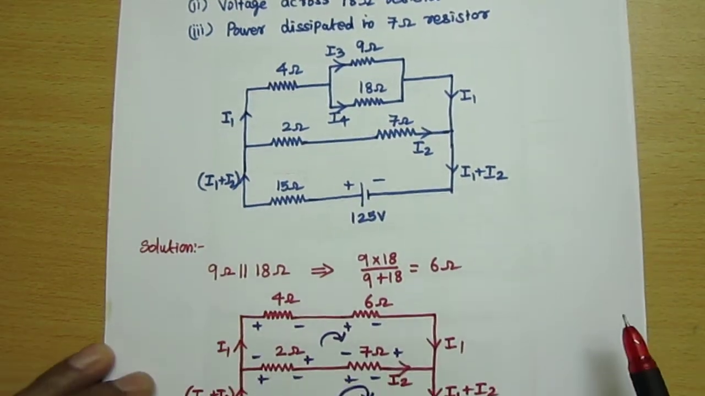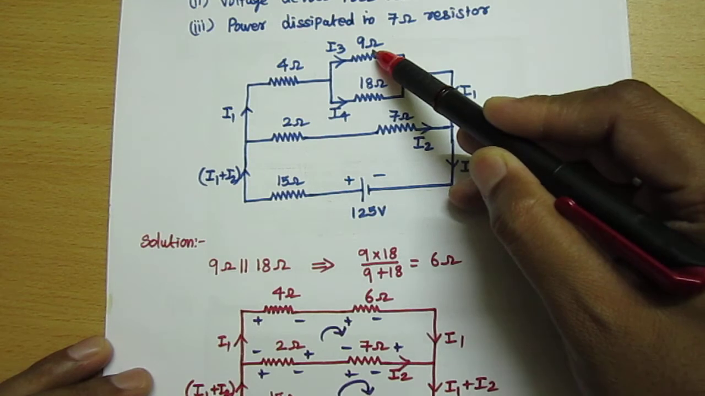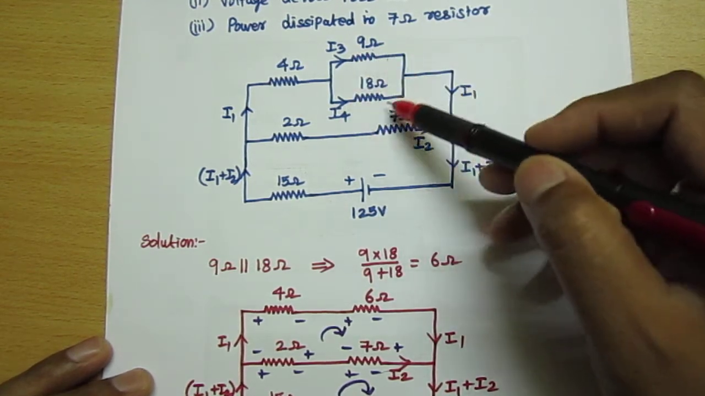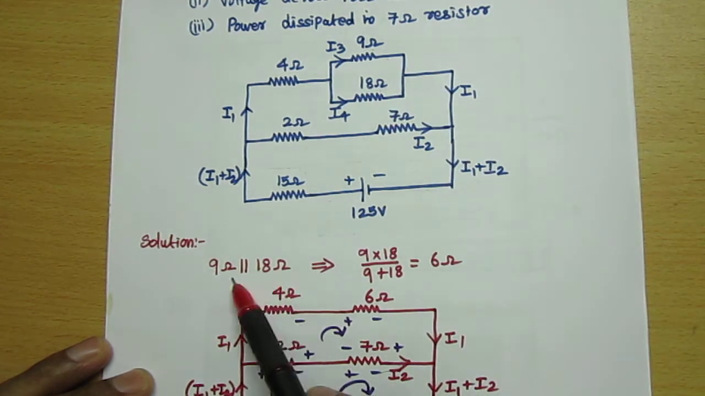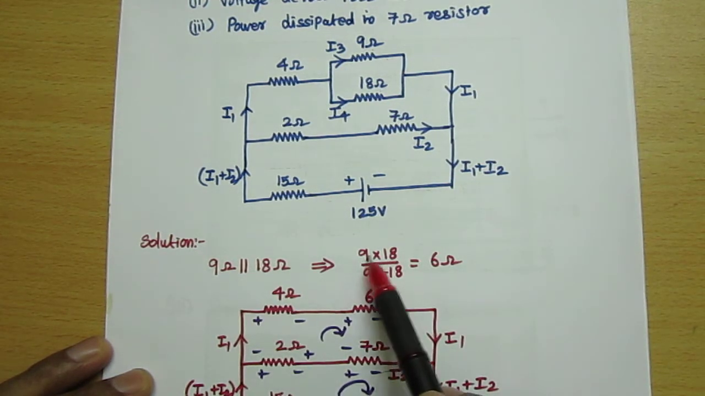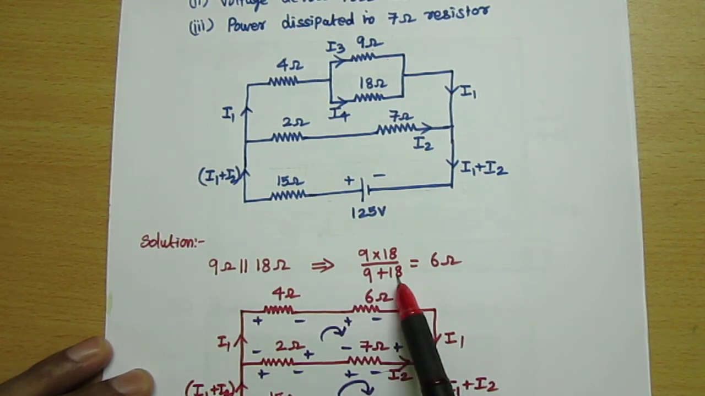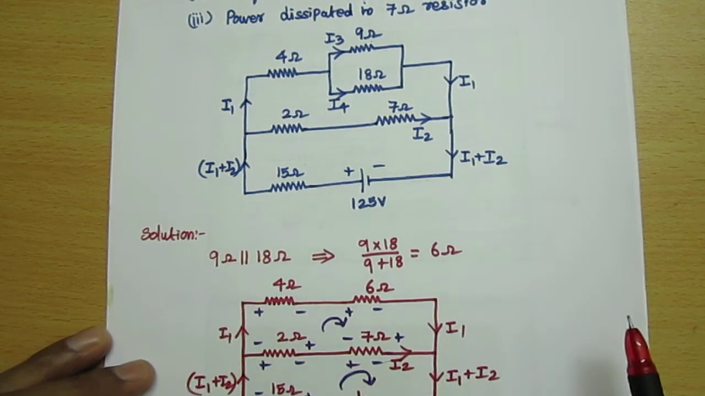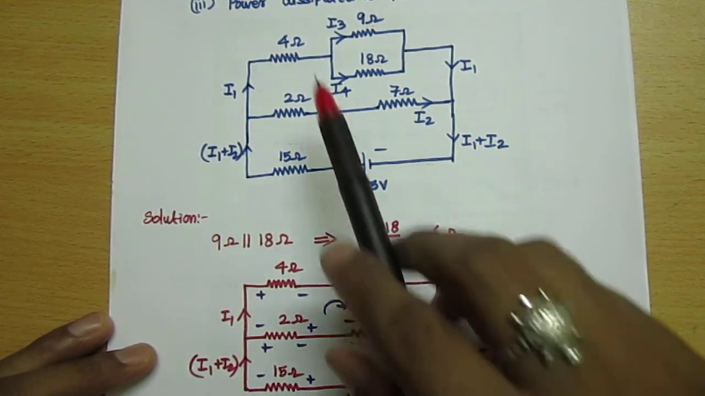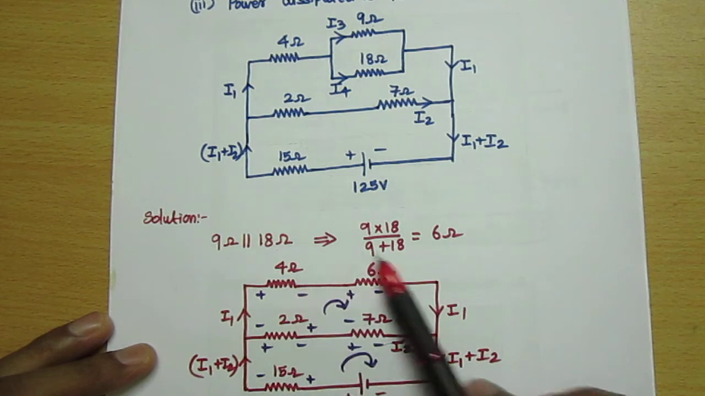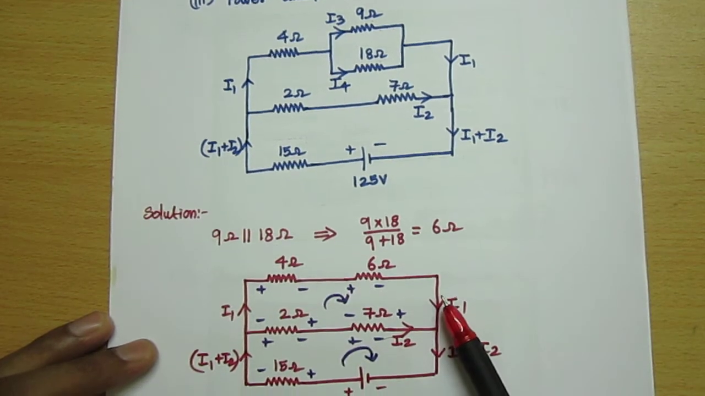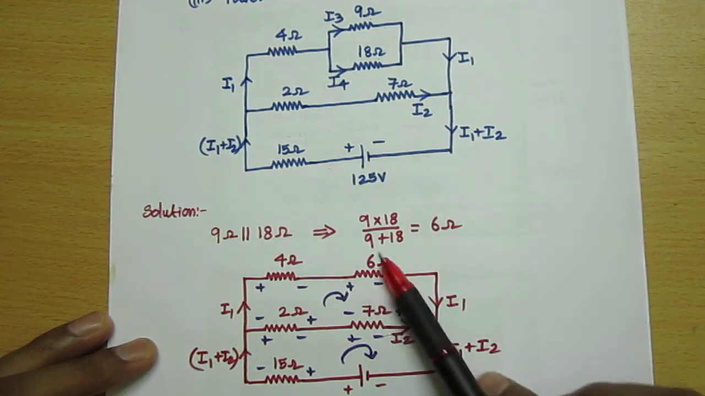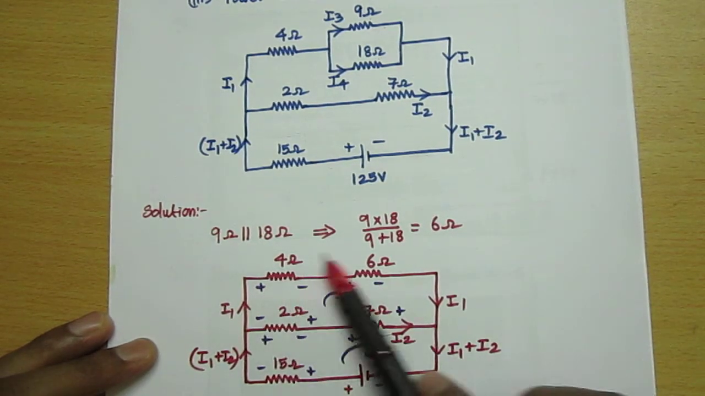In the circuit, these two resistors, 9 ohm and 18 ohm, are connected in parallel, so we can find the equivalent resistance. By using the formula R1 R2 divided by R1 plus R2, we get 6 ohm. So the circuit is redrawn like this. All the remaining resistors and values are not disturbed. We just changed the 9 and 18 ohm in parallel to a total resistance of 6 ohm.